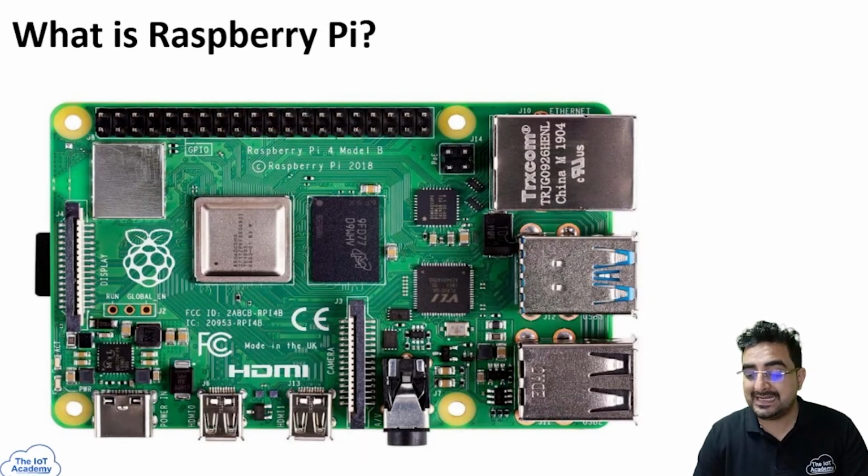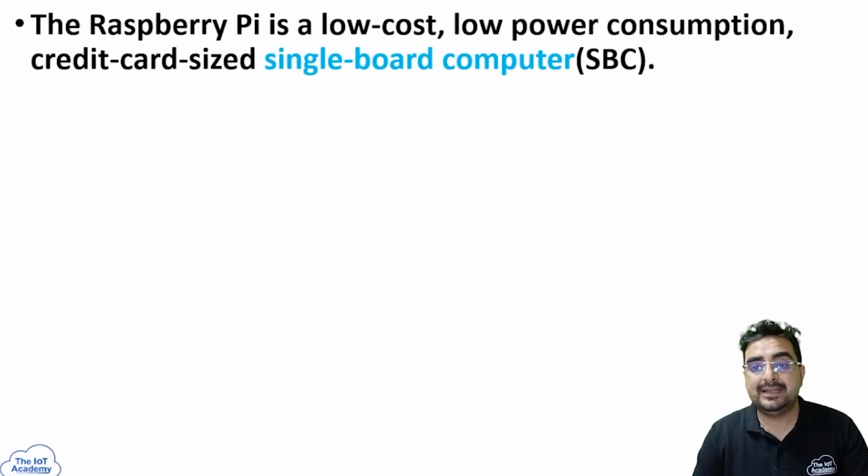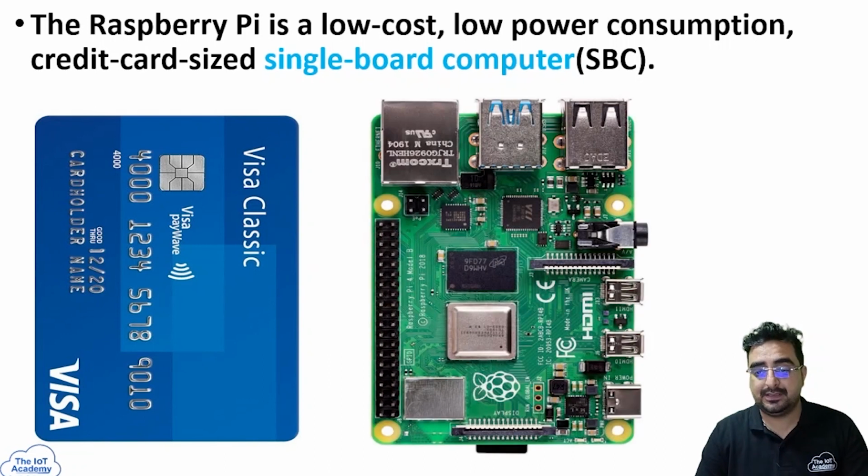So what is Raspberry Pi? Raspberry Pi is a low cost, low power consumption, credit card size single board computer. So this is the Raspberry Pi. The size of the Raspberry Pi is equal to a credit card, and it is a single board computer, meaning on a single board you can use computer facilities.